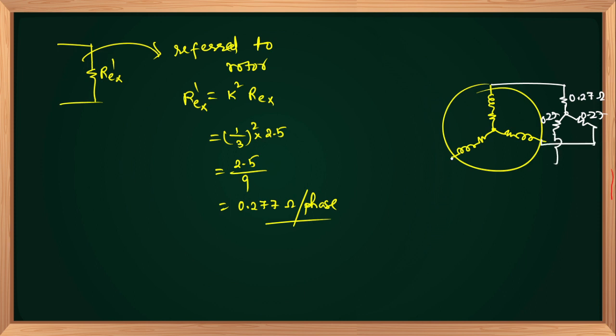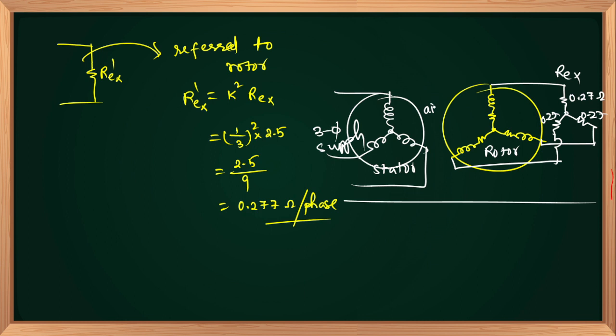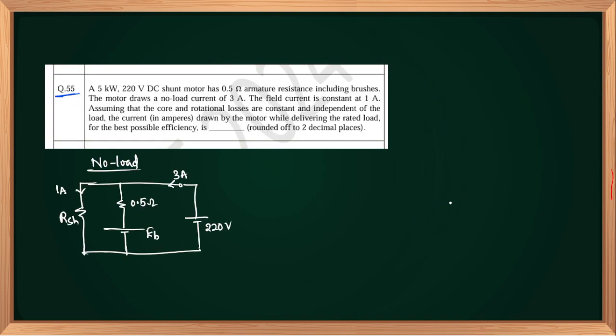R phase, Y phase and B phase, like this. So this is the rotor, by the way. This is the rotor and this is extra resistance. And of course, the stator is also star connected. I am not writing the resistance nature, this is only winding. This stator is given a 3-phase supply. We have an air gap between stator and rotor. So 0.277 ohms per phase is the answer.